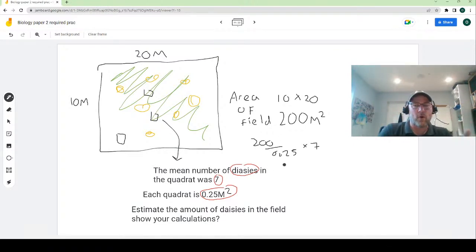It's a 200 meter field. One quadrat is 0.25. 800 could go in the field, and we know that our estimate is that there's 7 in each quadrat. So we're going to do 800 times 7, and we're going to get 5,600.